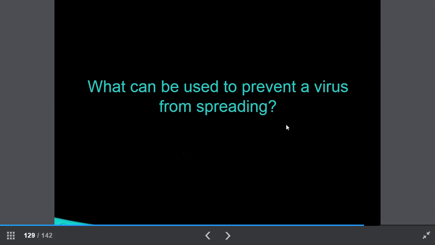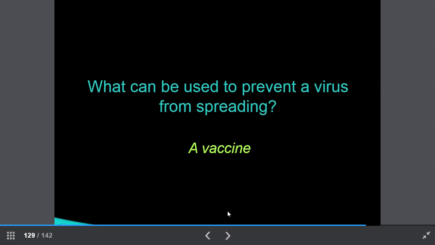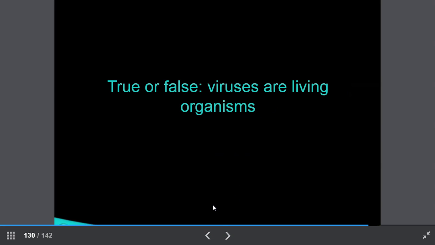What can be used to prevent a virus from spreading? Think of virus, V, vaccine. Vaccines help to prevent the virus. They're not 100%, but they are used to acquire herd immunity, where the majority of the population is immune to a disease through taking a vaccine. True or false, viruses are living organisms. You know that definitely is false. They are non-living.